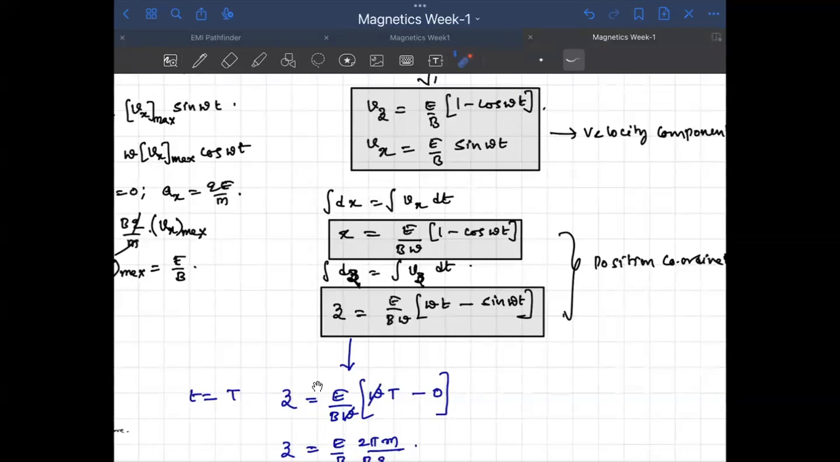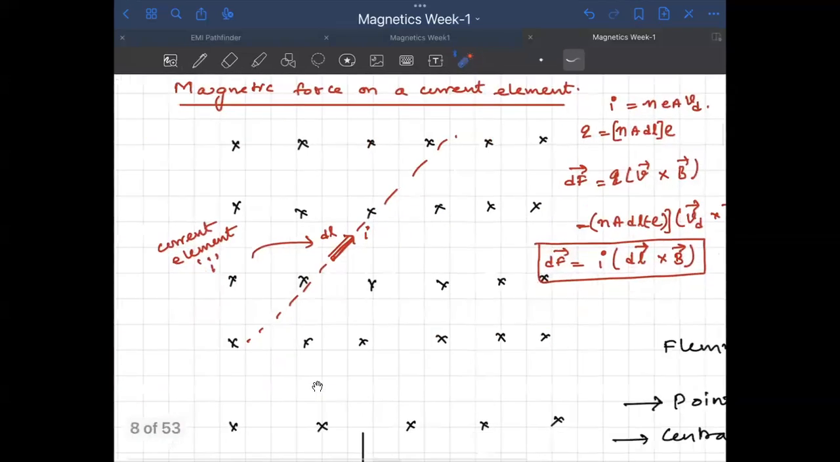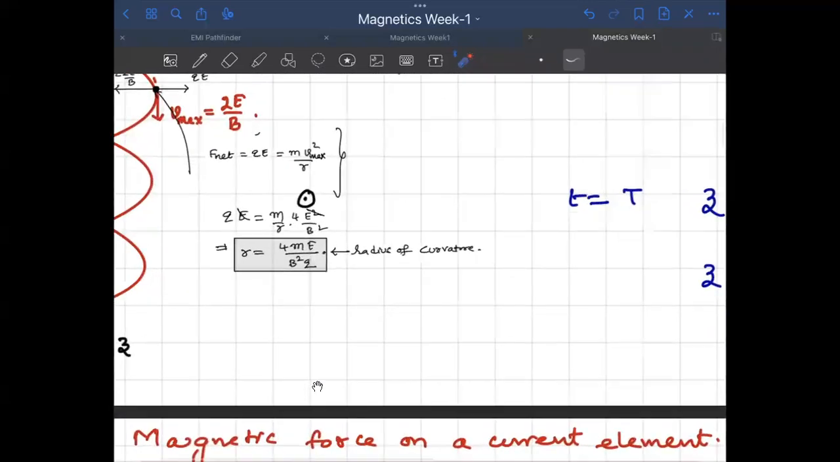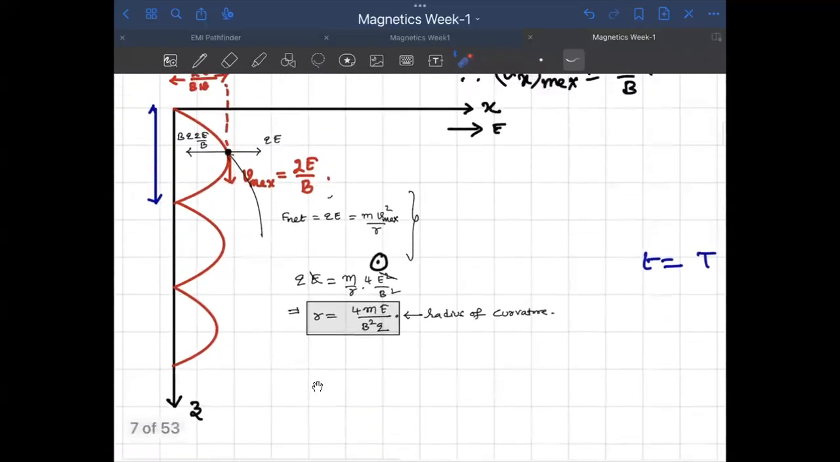Are we clear? Right. Those 4 terms are important for me. Those 4 terms are important for me. Okay? So I'll continue on this in my next class.